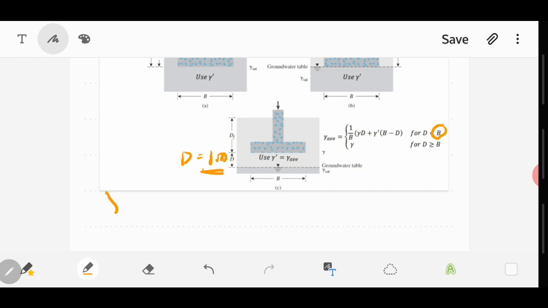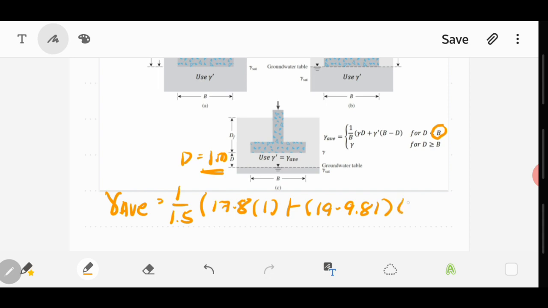So therefore, we're going to use average gamma, which is equal to 1 over 1.5 times gamma d, 17.8 times 1, plus 19 minus 9.81 times 1.5 minus 1. Okay, so let's calculate that. I'm just going to get my calculator.